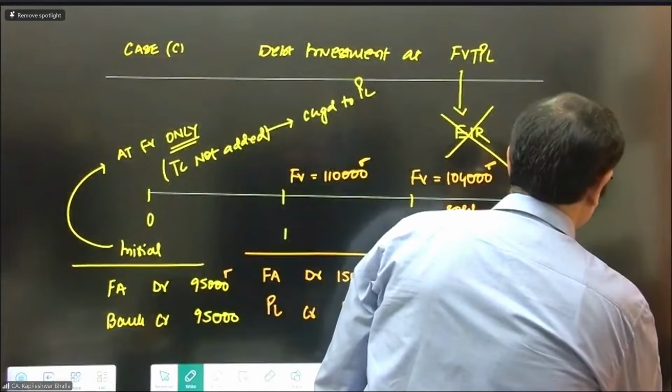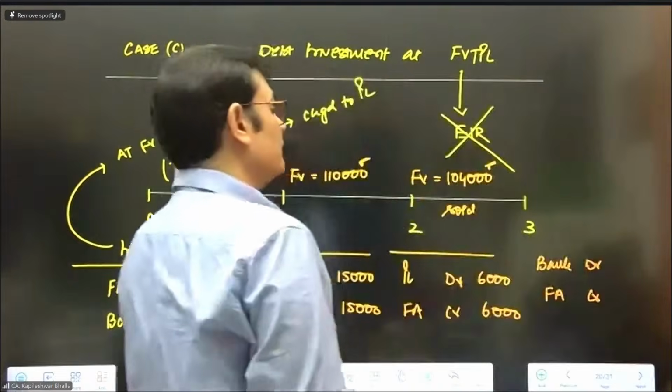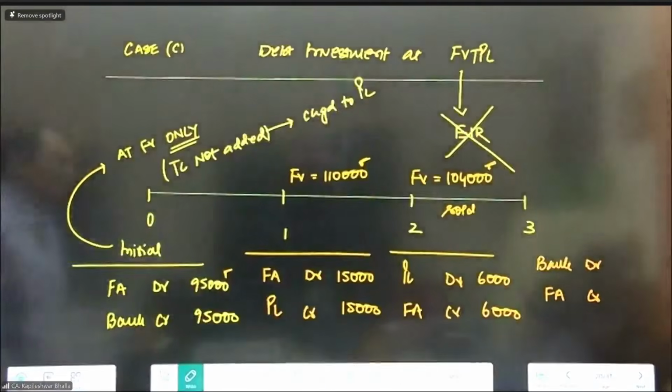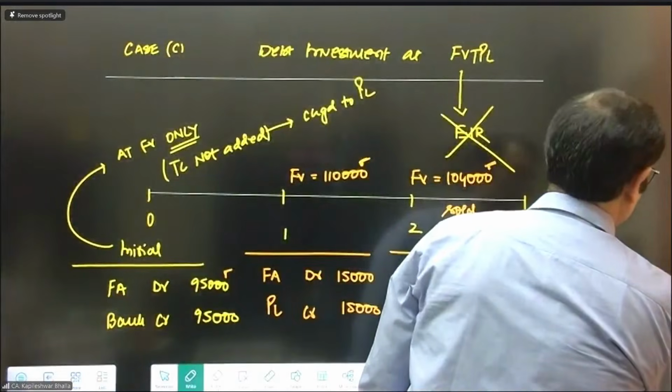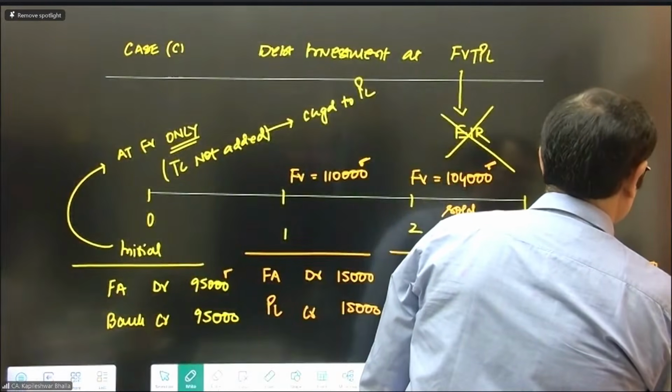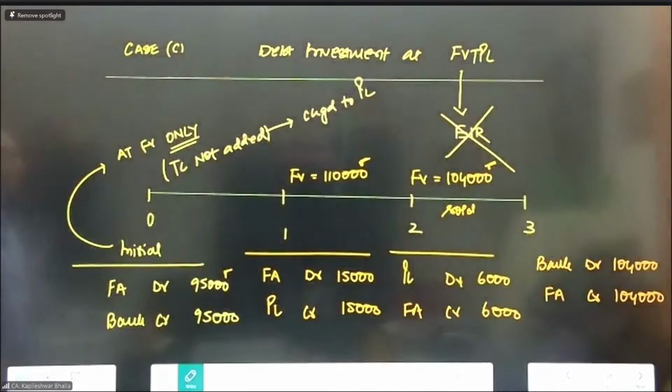Will there be any gain or loss on sale? No, because I've already captured the change in the fair value. So you finally sell the financial asset at 1 lakh 4. That's it. So you sold the investment at 1 lakh 4.